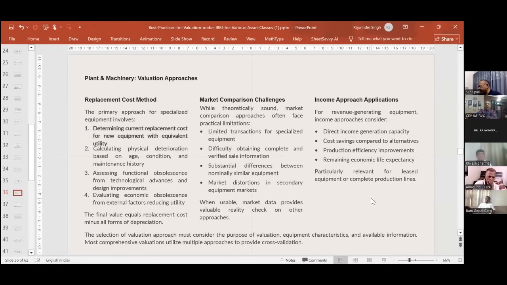So the selection of valuation approach must consider the purpose of valuation, equipment characteristics, and available information. Most comprehensive valuations utilize multiple approaches to provide cross validation.